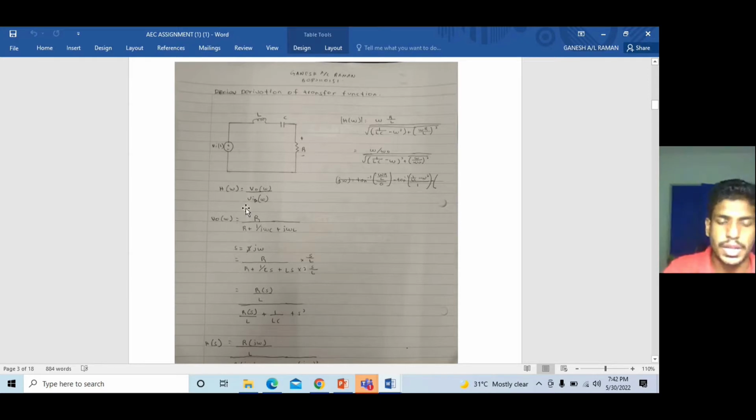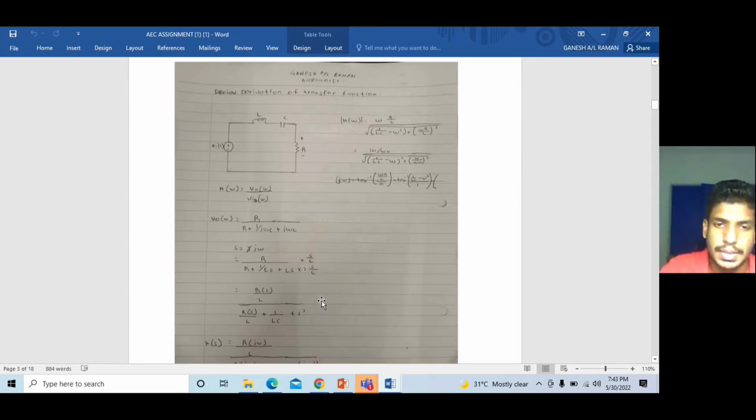From the output voltage we go on to derive. Vo(omega) equals R over R plus 1 over j omega C plus j omega L. We can replace s with j omega, so R over R plus 1 over Cs plus Ls.